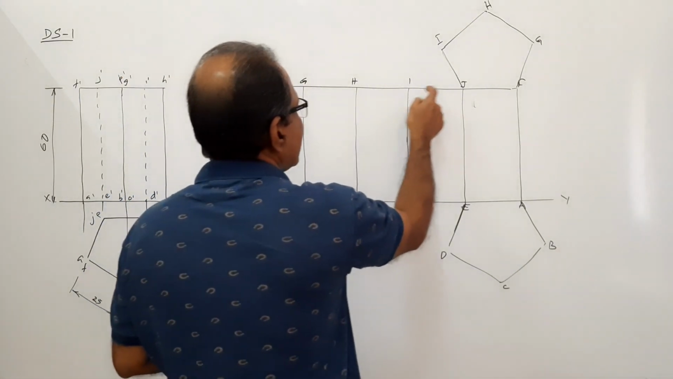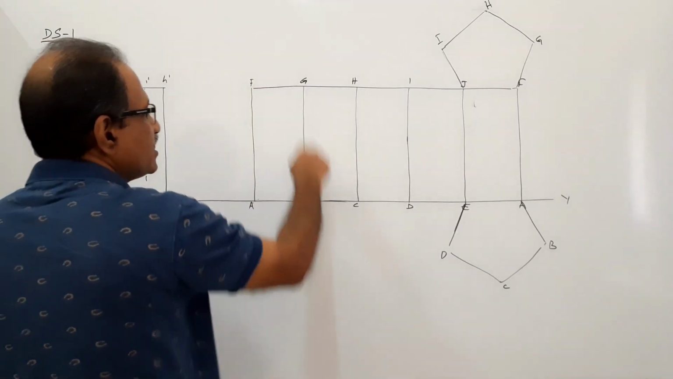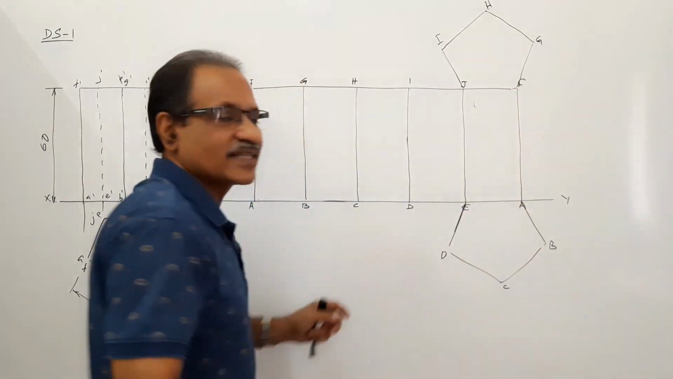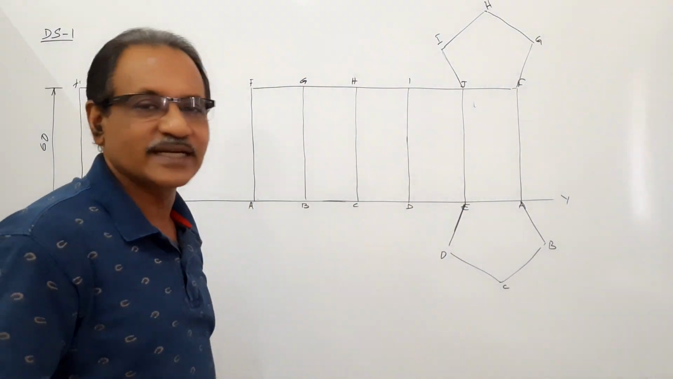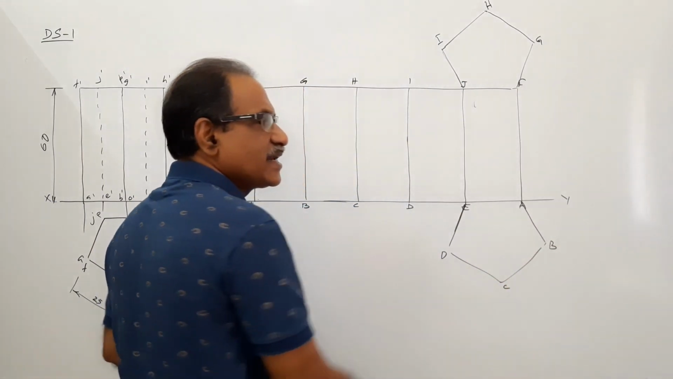F, G, H, I, J, F, A, F, B, G, C, H, D, I, and E, J, and finally A, F are the 5 vertical edges reproduced in the development. And at any of these pieces, draw a pentagon. What this represents? It represents the base.